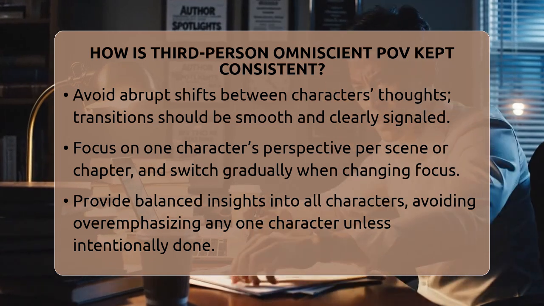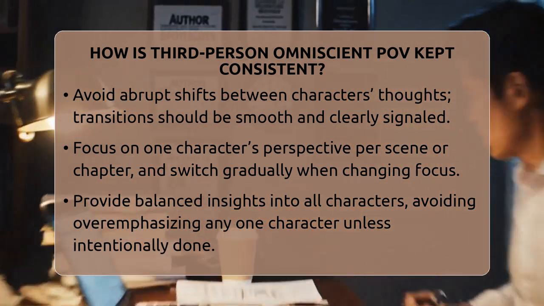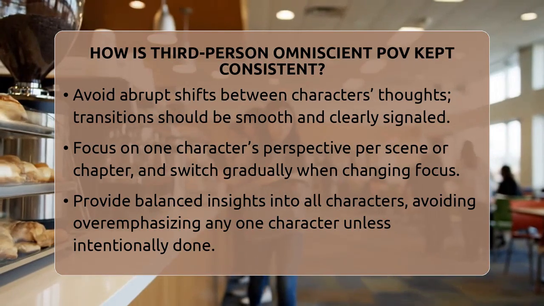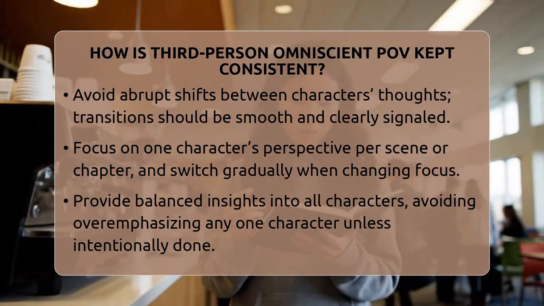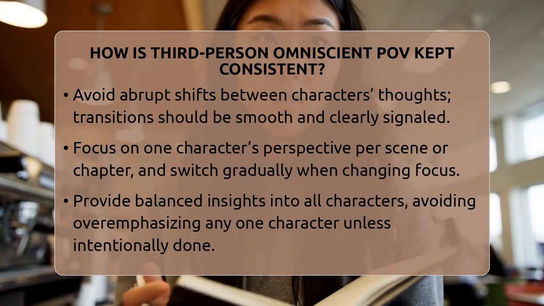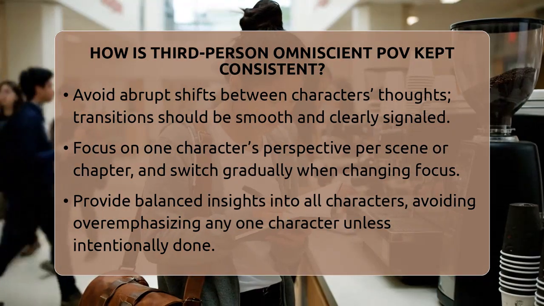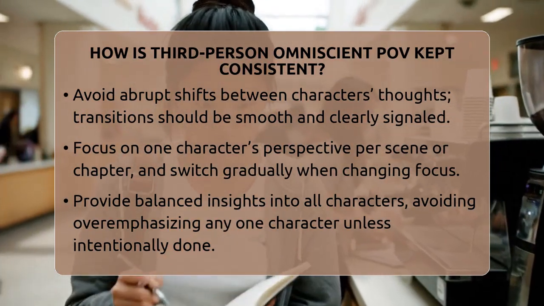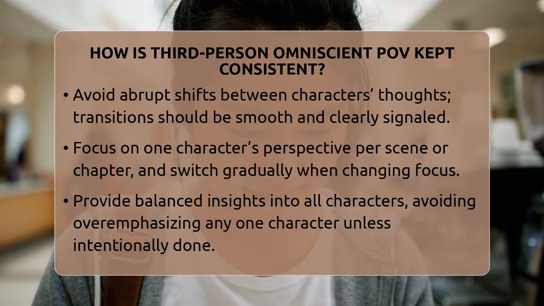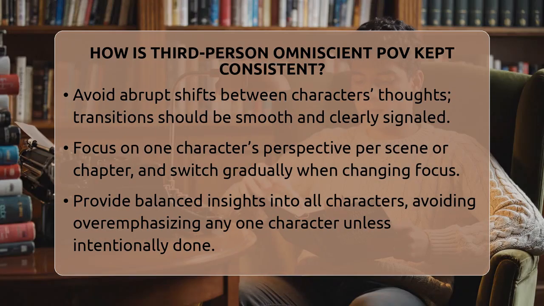Next, avoid jumping abruptly between characters' thoughts or feelings. While the omniscient narrator can access multiple minds, transitions should be smooth and clear. For example, focus on one character's perspective for a scene or a chapter. When you want to switch to another character, do it gradually or with a clear signal so readers aren't left guessing. This approach keeps the flow steady and the perspective clear.